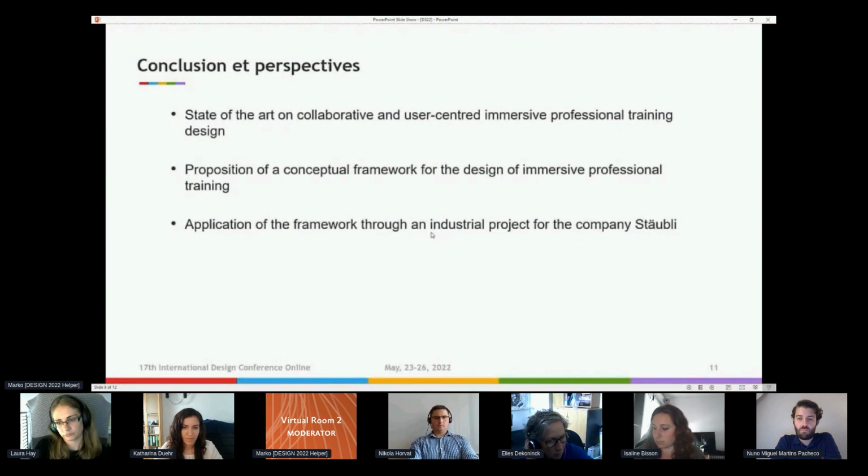The perspectives for this work are to analyze the virtual reality tool from a usage and pedagogical point of view and to adapt the framework for new projects.